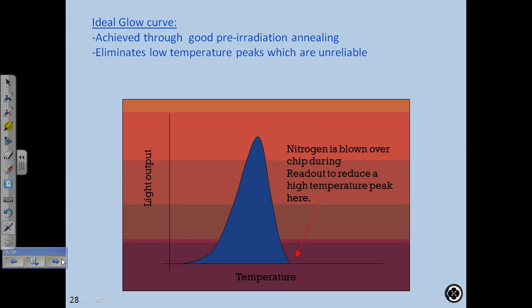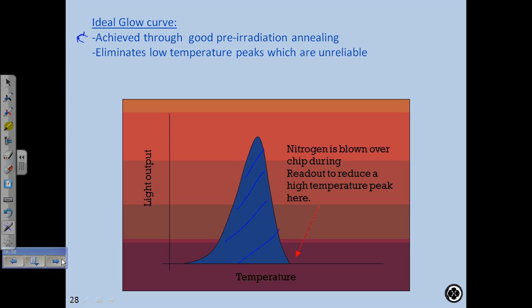What you're looking for, by the way, is the light output, remember, is current. But what you're going to do after you read the chip is measure the area under the curve. That area is proportional to dose. Okay? So that's what you're measuring. So if the area under the curve is not reproducible, then your dose is not going to be reproducible. So the way you get this single peak is through good pre-irradiation annealing, and it also eliminates these low temperature peaks, which are unreliable.